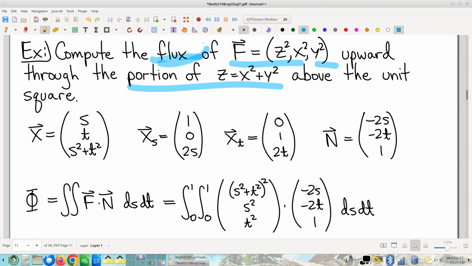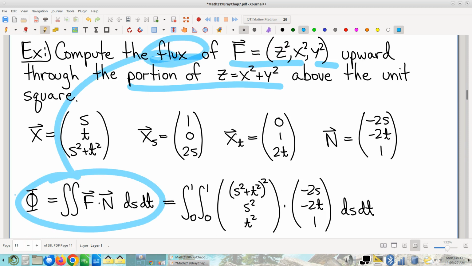Cool. Flux. We have that formula. There's a certain amount of plug and chug, but you do have to parameterize and take the partials and take the cross product, and then you've got to do the pullback. There are several little steps there, but anyway, doable.